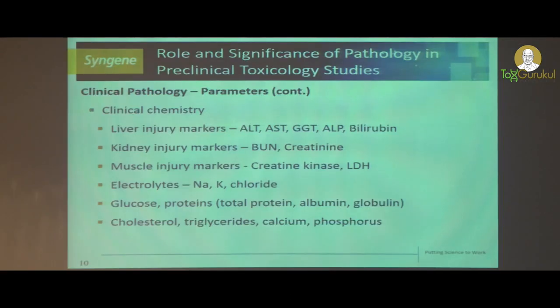The clinical chemistry panel includes the biomarkers for liver injury, kidney injury, and muscle injury. Parameters like AST, ALT, GGT, ALP, and bilirubin are liver injury markers. The kidney injury markers include BUN and creatinine, although these are not that sensitive. We can see these changes only in the advanced stage of kidney damage. Still, these parameters are routinely included in the evaluation of kidney injury.